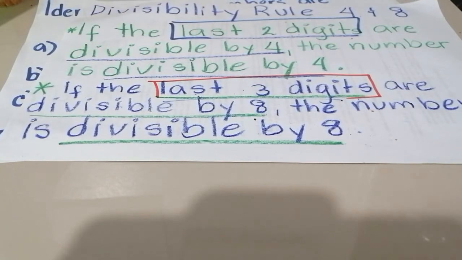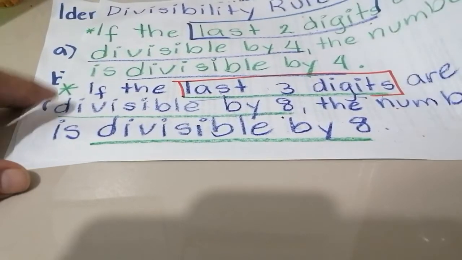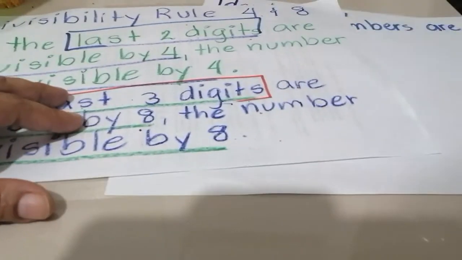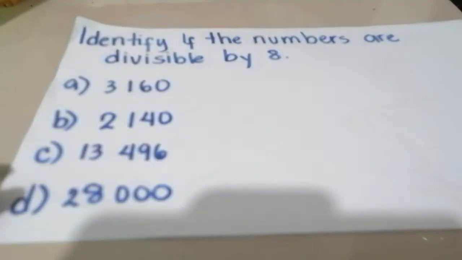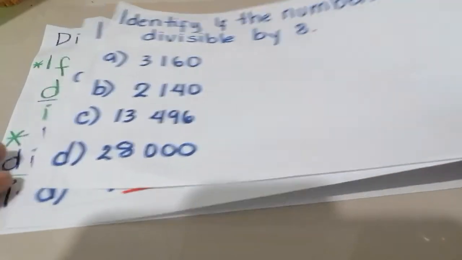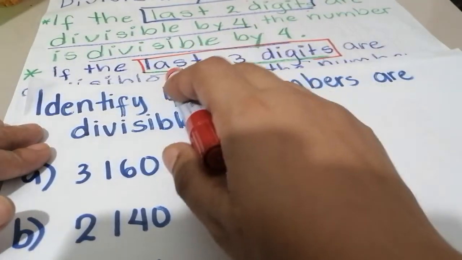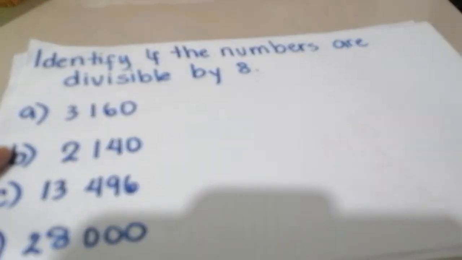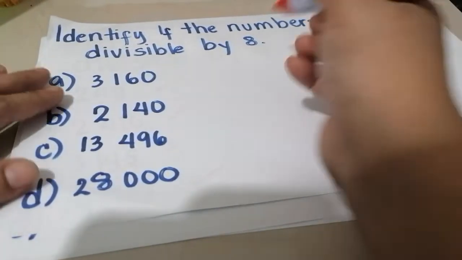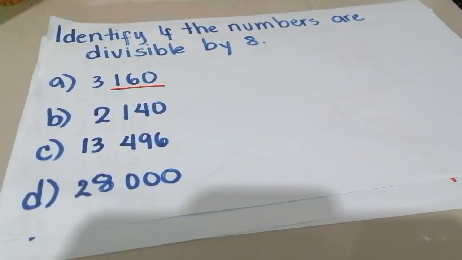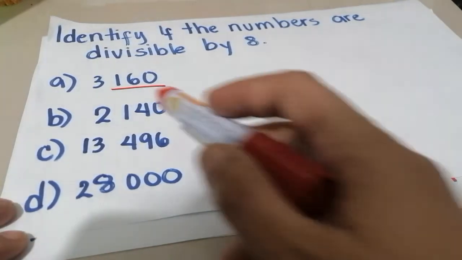Okay, so to further understand, again, let's do some exercises in identifying if the number is divisible by 8 or not. So from the rule, it says that we have to look at the last 3 digits of the number. So in the number 3,160, we have to get the last 3 digits of the number. And the last 3 digits of the number is 160.